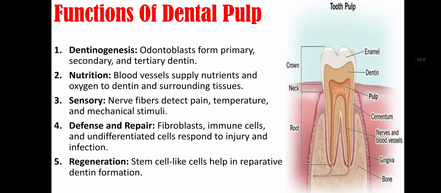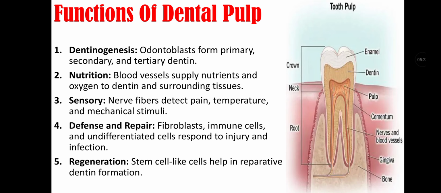Functions of dental pulp. First is dentinogenesis, as odontoblasts form primary, secondary, and tertiary dentine. Second function is nutrition, as blood vessels supply nutrients and oxygen to dentine and surrounding tissue. Third function is sensory function, as nerve fibers detect pain, temperature, and mechanical stimuli.